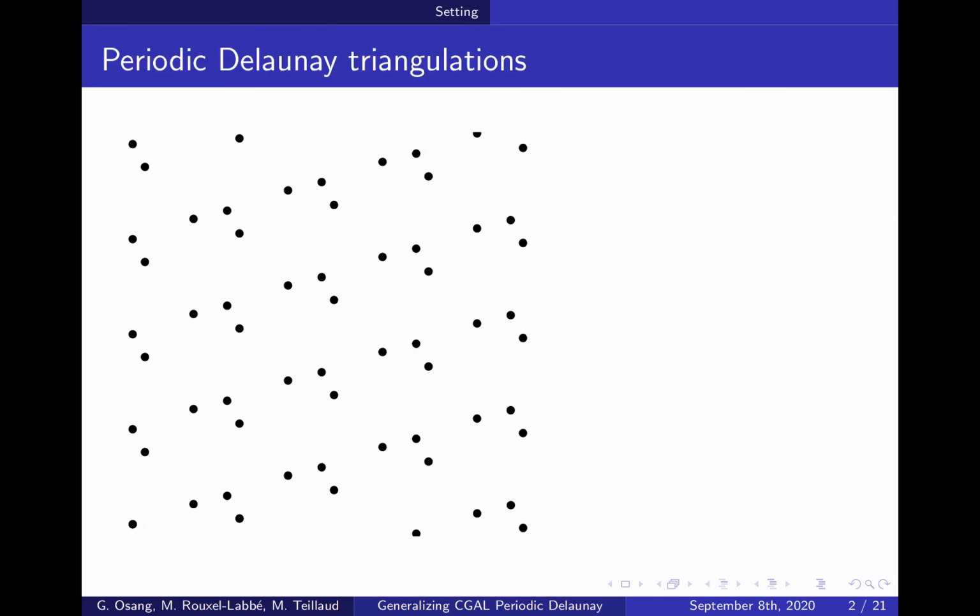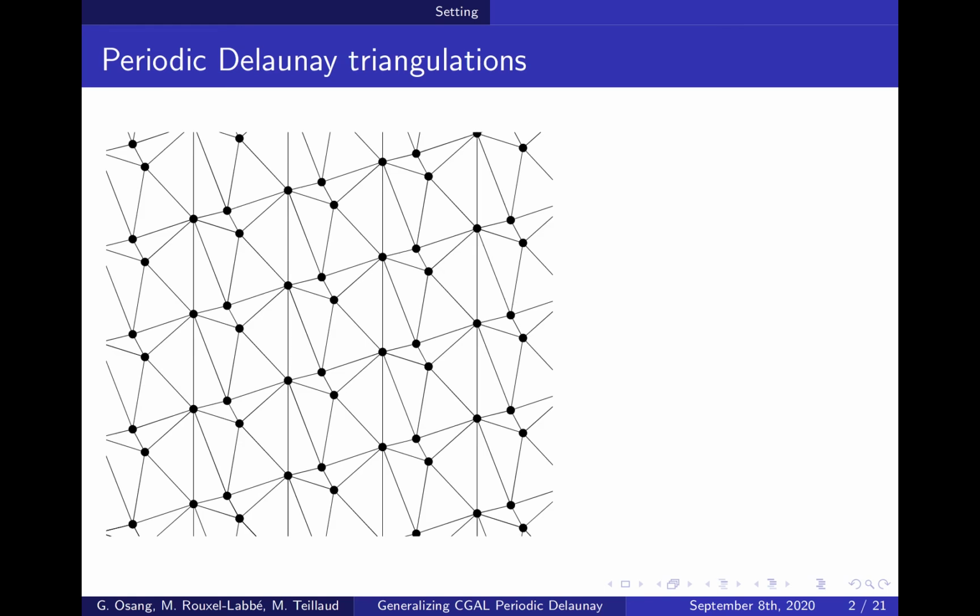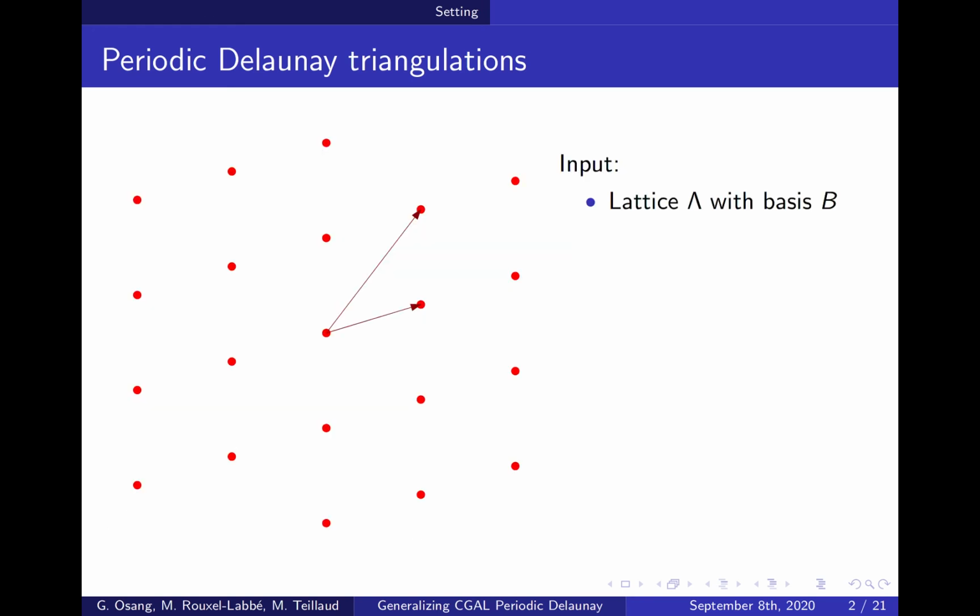So the setting is as follows. We have an infinite point set in Euclidean space which has translational periodicity, or is invariant under certain translations, and we want to find its Delaunay triangulation, which of course is also an infinite object. Of course, our input should be finitely represented, so that works as follows.